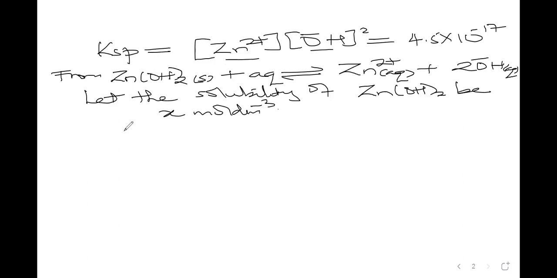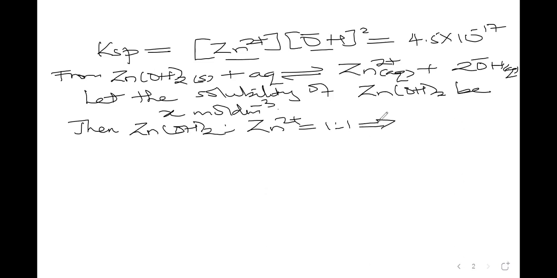So if you let that solubility be X moles per liter, let me hope your calculators are just near you. Then zinc hydroxide to zinc ions, mole ratio is equal to 1 to 1. This implies that concentration of zinc ions is equal to also X moles per liter. Are you getting me? You must put these units.